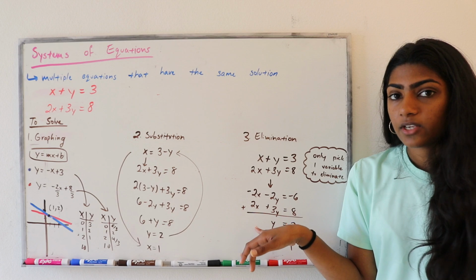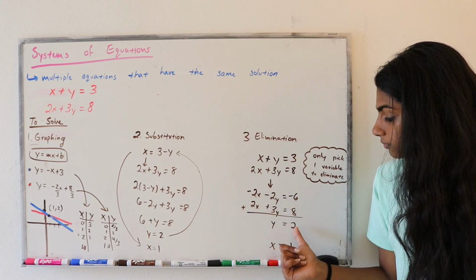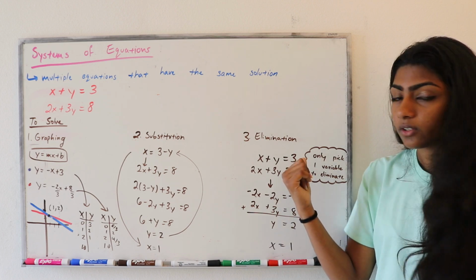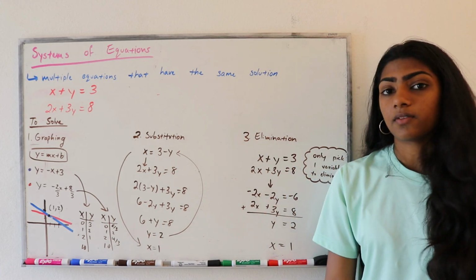So after adding the equations up vertically, I got y equals 2. Then I plugged that into the original equation and got x equals 1. So those are 3 ways to solve systems of equations.